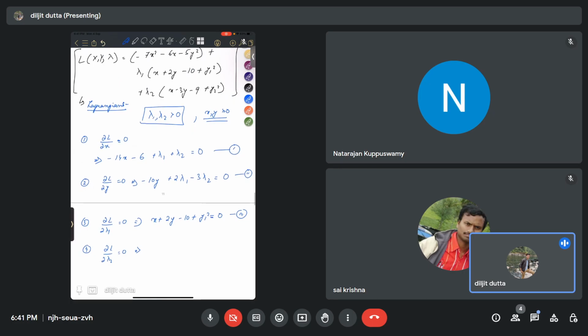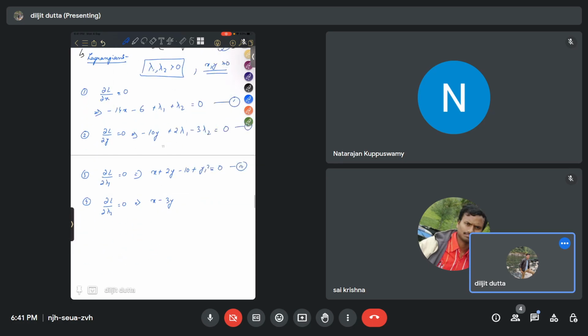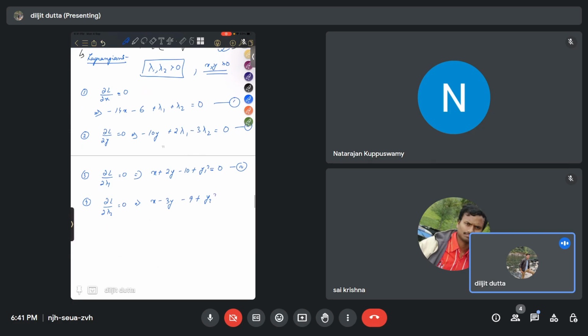Now the fourth condition will be taking the differentiation with respect to lambda 2. So we'll have only this term: x minus 3y minus 9 plus y2 square is equal to 0. This is the fourth term.